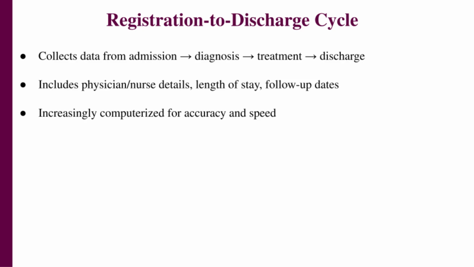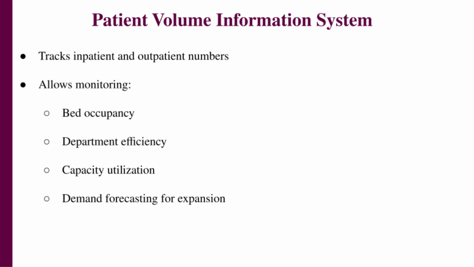Let's take a closer look at each element, starting with the registration to discharge cycle. This cycle collects detailed patient data from admission to diagnosis to treatment to discharge. It includes information such as attending physician and nurse, length of stay, follow-up appointments. Increasingly, these records are computerized, which improves accuracy, speeds up access, and reduces errors. For example, a hospital can quickly see which patients require follow-up care or which departments have longer average stays, helping optimize resource allocation.